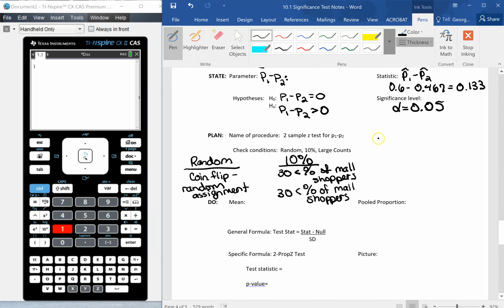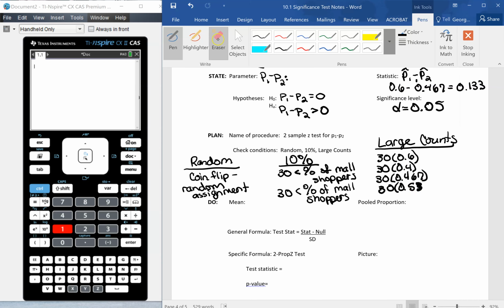Alright, and then the last one, it's going to take a little work, is our large counts. At this point, I've pretty much given up on writing the formula. It's just too much. So it's 30 times 0.6, 30 times 0.4, and so that's for our P1. For P2, it would be 30 times 0.467 and 30 times 0.533.